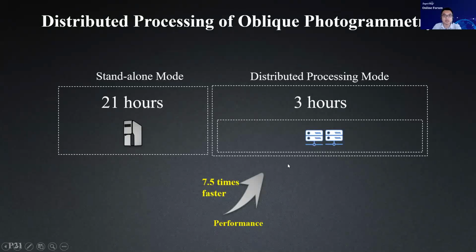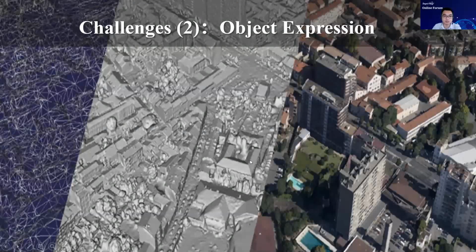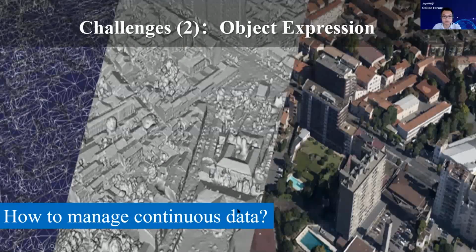And the second challenge is for the object expression. So as we know, after we get the data from the drawing, it's just like some 3D image. So all the data is continuous. So we need to have some ways to solve this problem, because in the real project, we have to store all the information for each building. Like if we want to click this building, we need to check the real attributes. So we need to have some way to solve this problem.